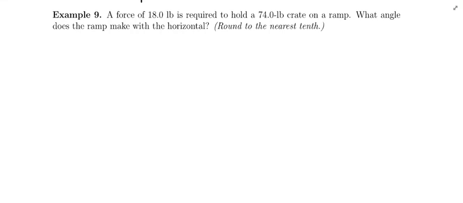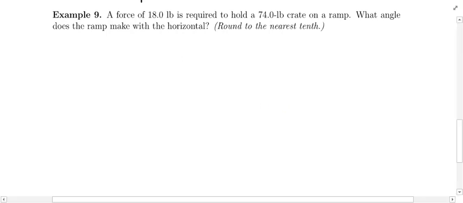Example 9. A force of 18 pounds is required to hold a 74-pound crate on a ramp. What angle does the ramp make with the horizontal? Round to the nearest tenth. All right, so clearly this is an incline problem, so I need to begin by drawing this out.